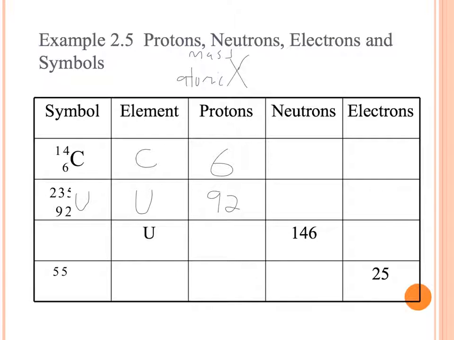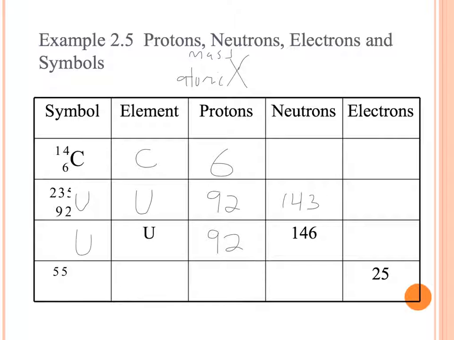Well, the next element's also uranium, so it has 92 as well. What's different about that is going to be the mass. The first uranium has a mass of 235, and 92 of them are protons. The remainder are going to be the neutrons. So the neutrons here are only 143.